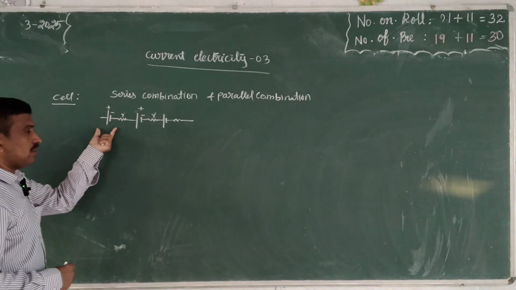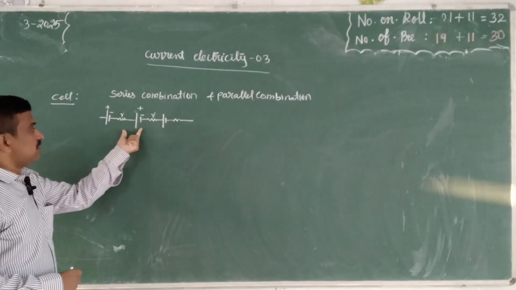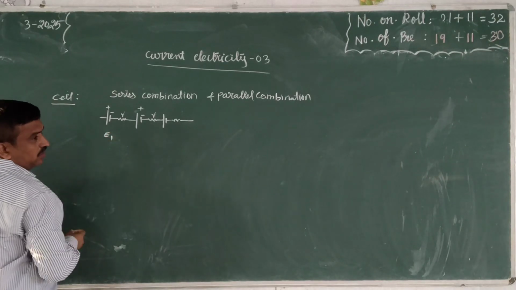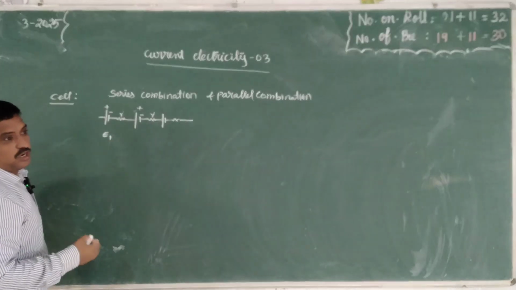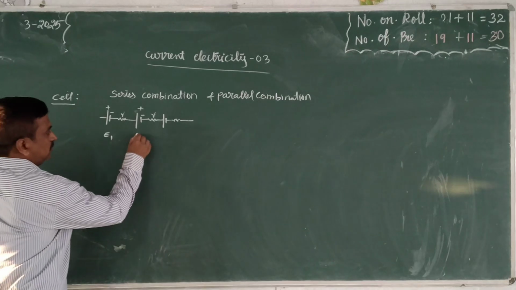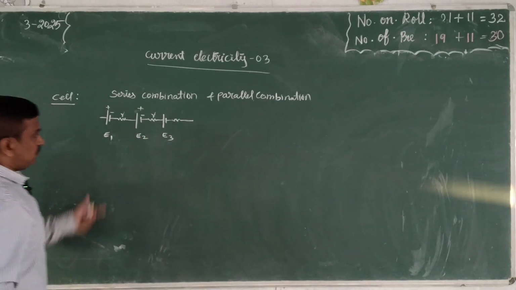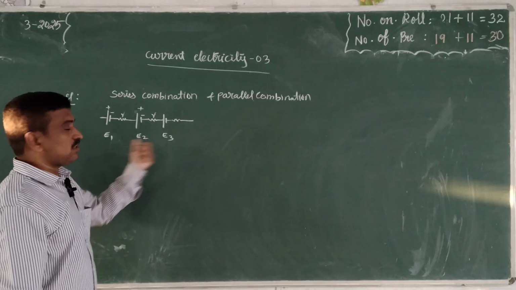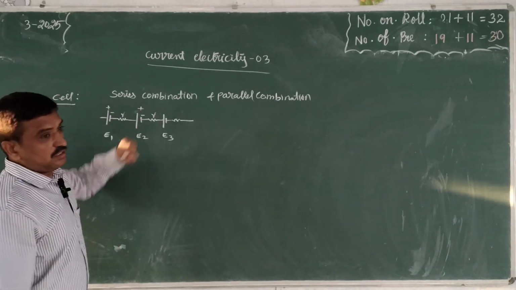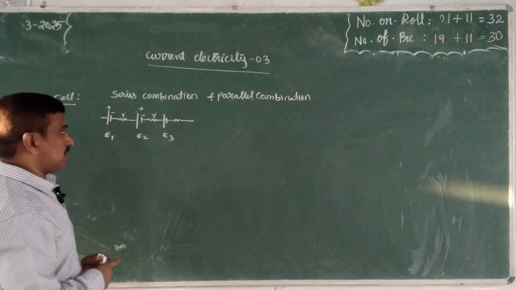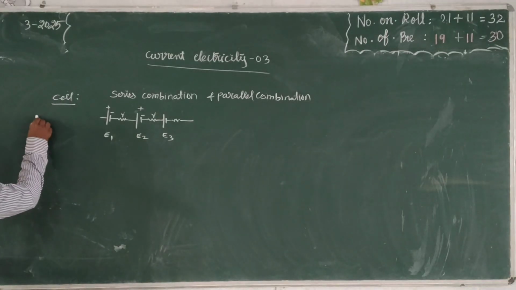It is the symbol. See here, it is one cell, second cell, third cell. We can write E1, which means electromotive force, EMF. E2, E3. The first cell is E1, the second cell E2, the third cell E3. These are connected in series. A series connection can be called an end-to-end connection. Series connection of cells.